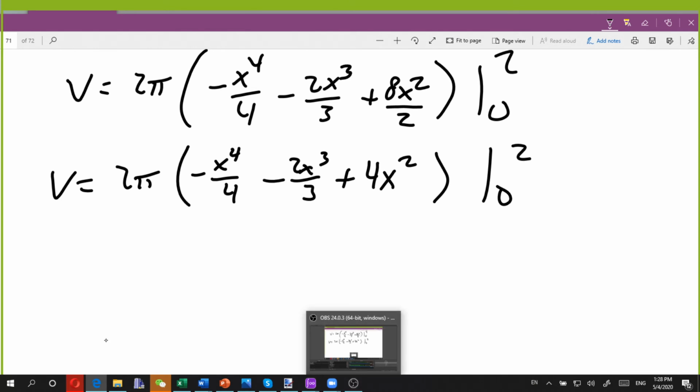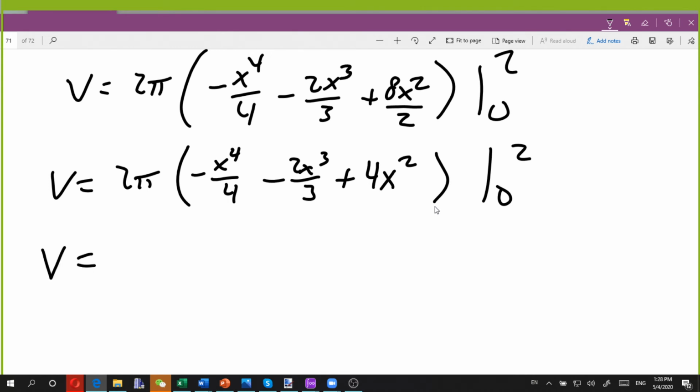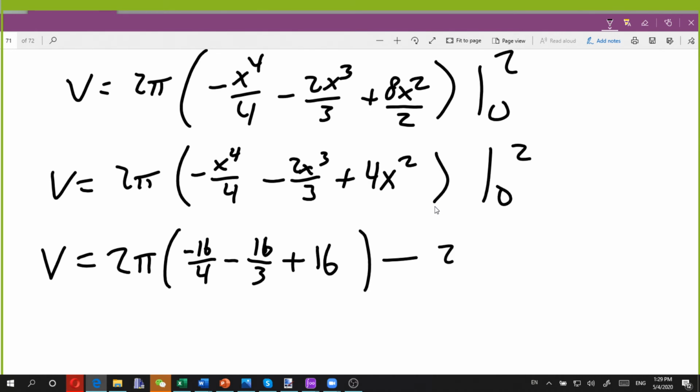Okay, and then Nikita, we need upper bound minus lower bound. Okay, so that's gonna be 2 pi times negative 16 over 4, or just negative 4, minus 16 over 3, plus 16, and that's it. Okay, and then when you plug in 0, all of that is 0. I would still have to distribute the 2 pi though, so that's minus 2 pi times 0, which is 0.